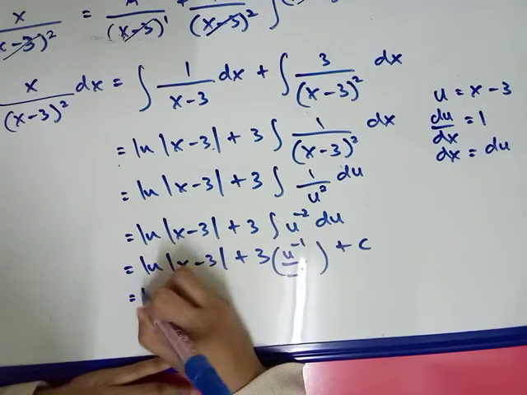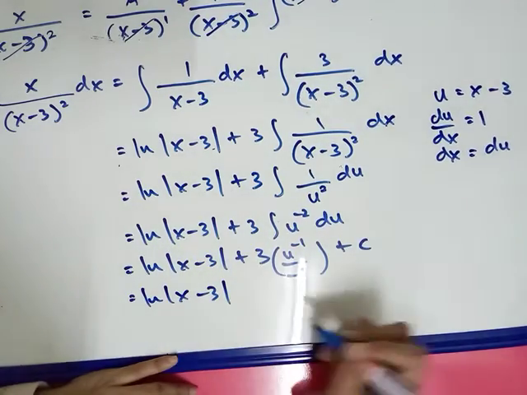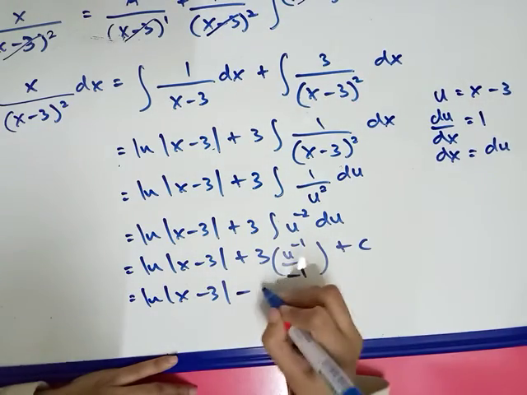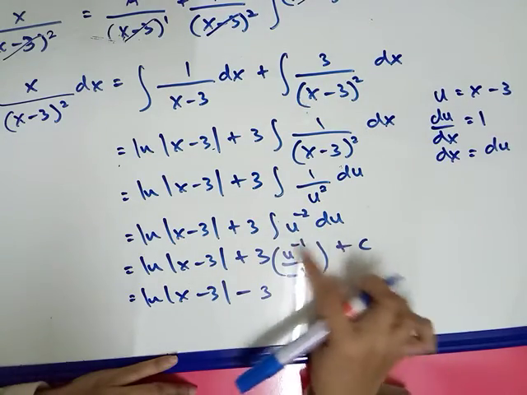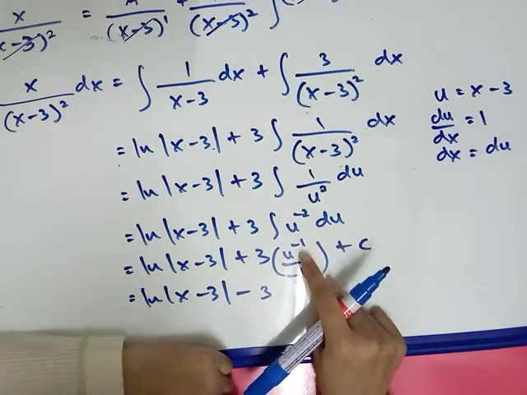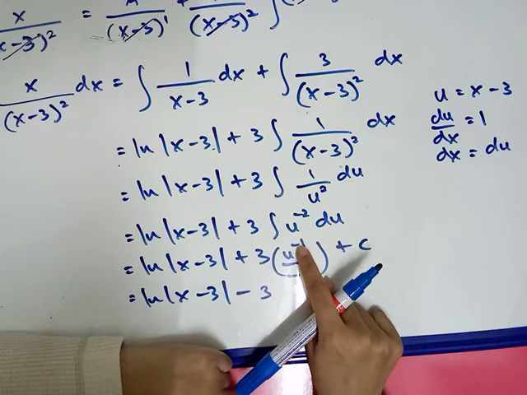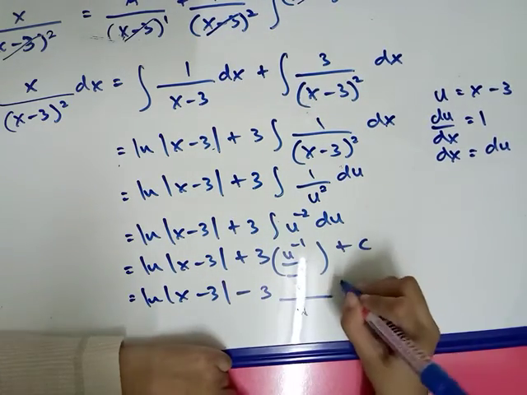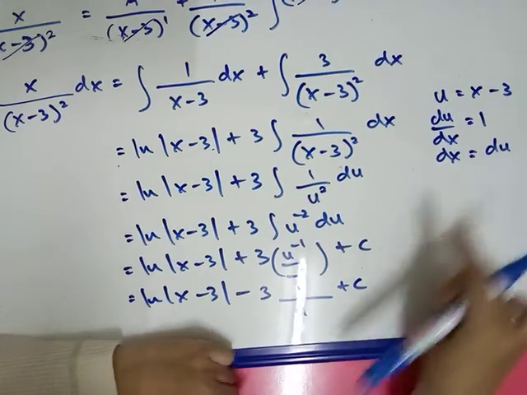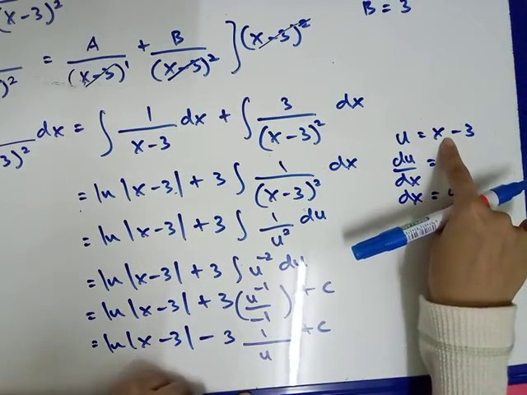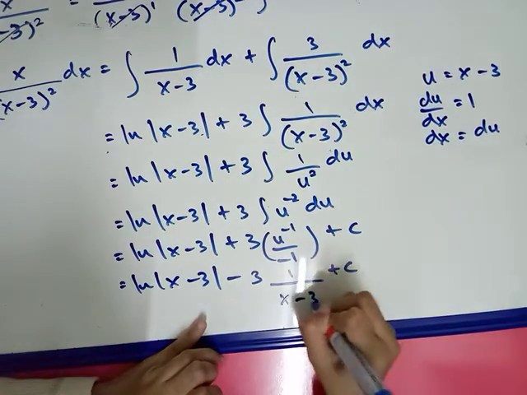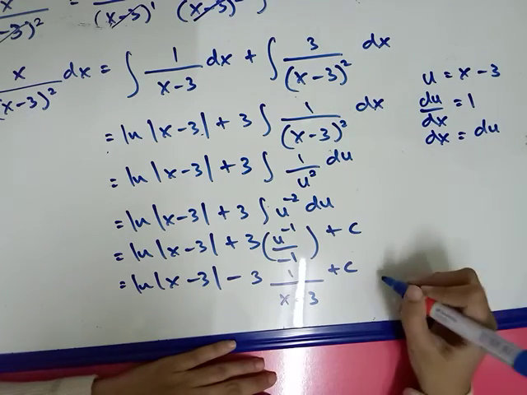Okay, so ln x minus 3, positive, negative, we'll get negative here. So 3, u negative 1, bring it down, it will become positive. Okay, negative 1 ni, we need to change into positive power. Okay, positive value. Okay, so 1 over u, plus c. So we know that u, we need to change into x minus 3. Okay, we need to change in terms of x. So u is x minus 3. Okay, so this is the answer.